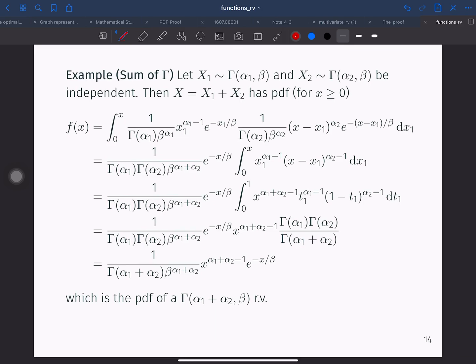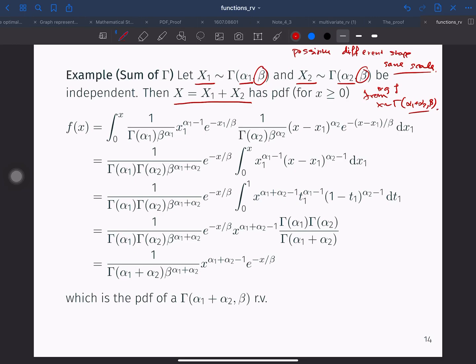So let's do another example. Suppose now I have x1 and x2 with gamma distributions, possibly different shape, but the same scale. We want to look at the distribution for x1 plus x2. We know from the moment-generating function that x is also going to be gamma.